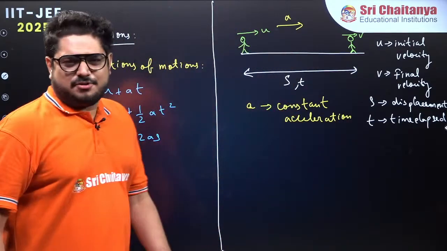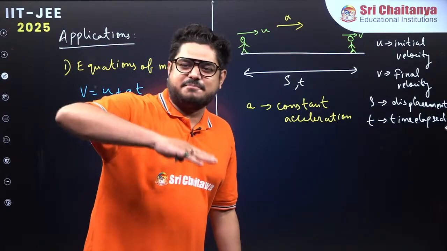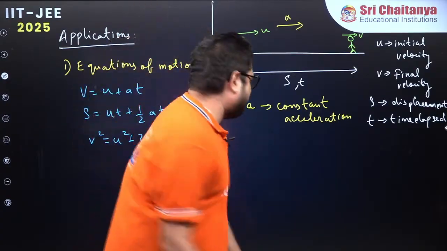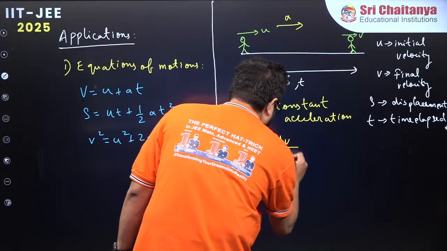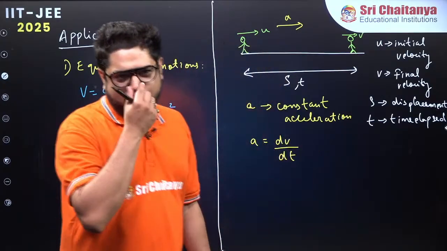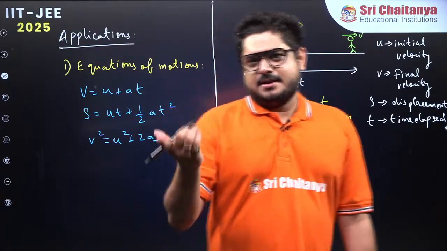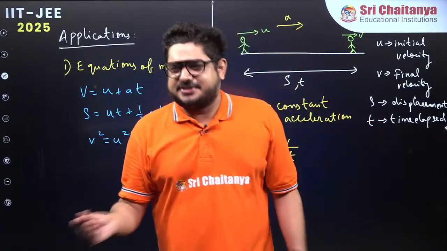So now we can write down an equation, everyone. That is, A is equal to the rate of change of velocity with respect to time. A is going to be equal to dv by dt. This is going to be the expression of instantaneous acceleration.